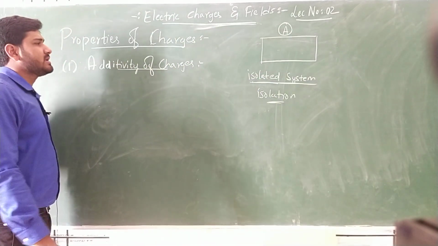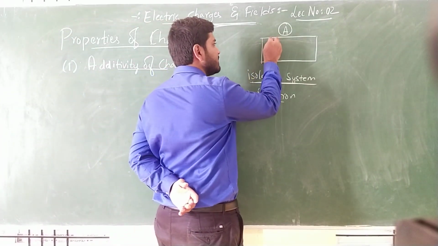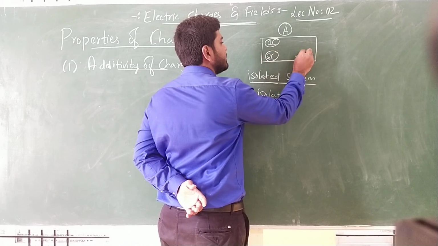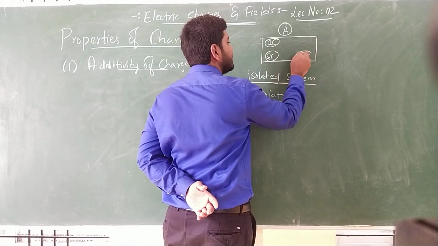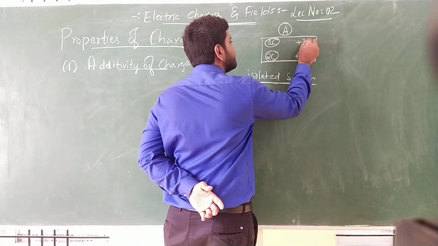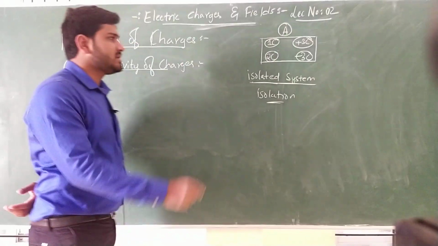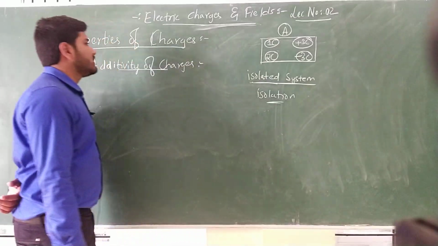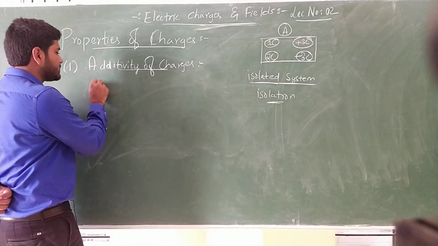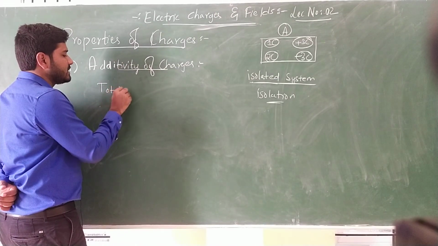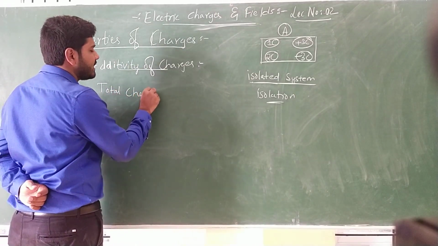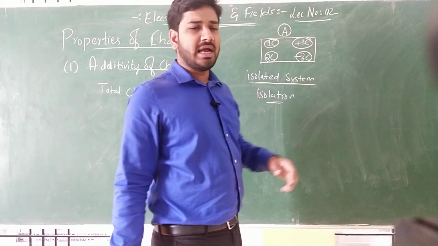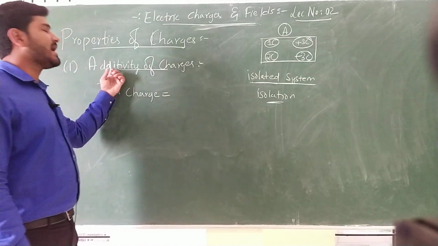Like, I have some charges. First one is 1 coulomb of charge here, 2 coulomb of charge here, minus 3 coulomb of charge here, and plus 3 coulomb of charge here. So this much of charges are there. If somebody asks you what is the total charge or the net charge of this isolated system A, at that time you have to just add these charges.